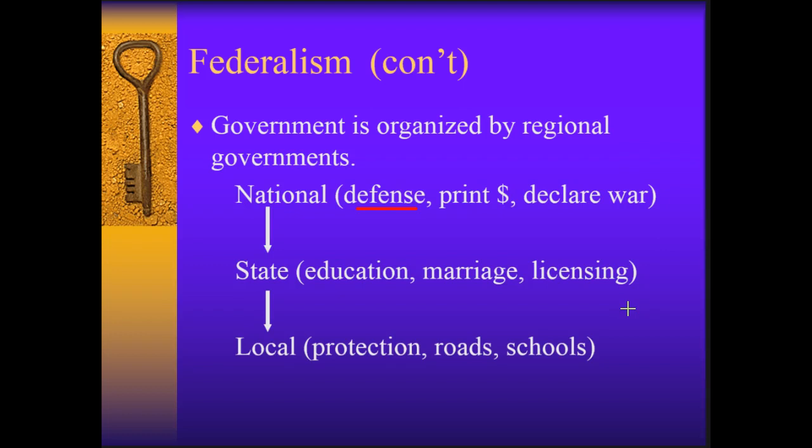And then at the local level, what we see is the local government is usually in charge of protection. And what we mean by that is both police and fire. It would be illogical if the national government was responsible for fire protection, right? We have local firehouses that protect neighborhoods, and that's kind of the responsibility. Local governments are also responsible for local roads.